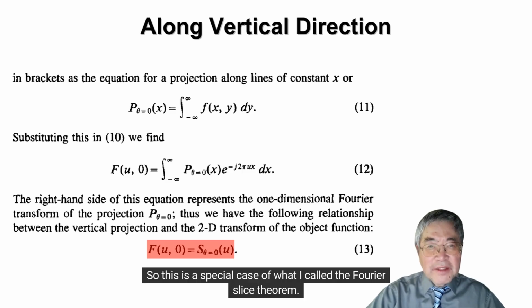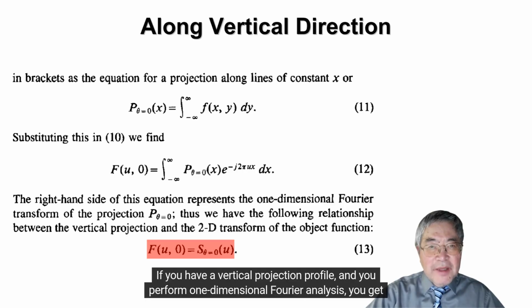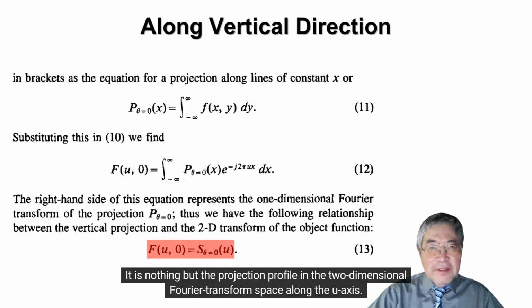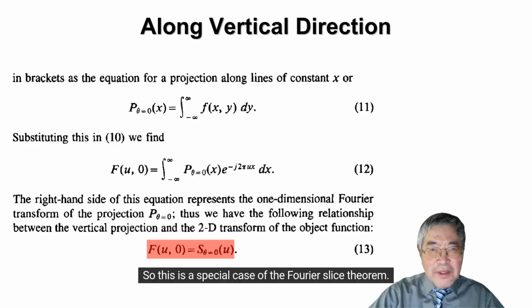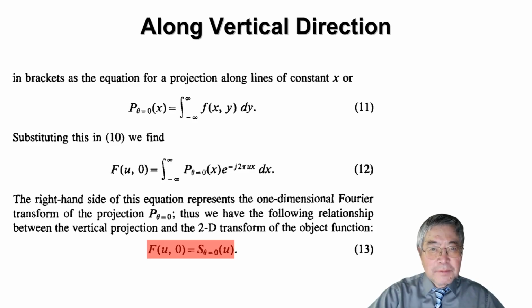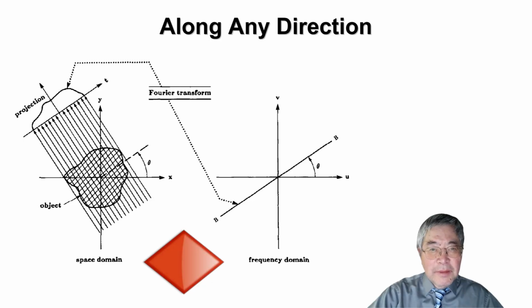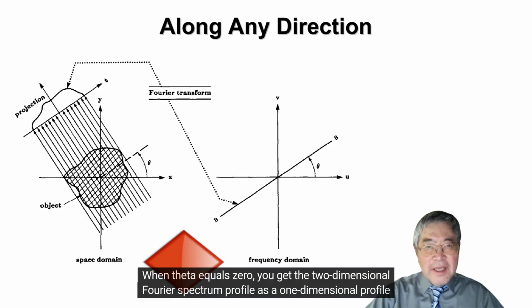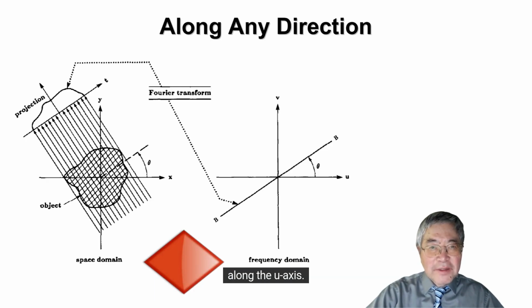So this is a special case of what I called the Fourier slice theorem. If you have a vertical projection profile and you perform one-dimensional Fourier analysis, you get a one-dimensional Fourier spectrum. It is nothing but the projection profile in the two-dimensional Fourier transform space along the u-axis. So this is a special case of the Fourier slice theorem. When theta equals 0, you get the two-dimensional Fourier spectrum profile as a one-dimensional profile along the u-axis.